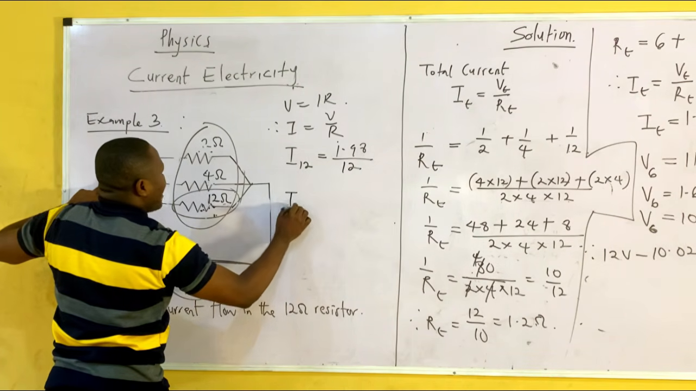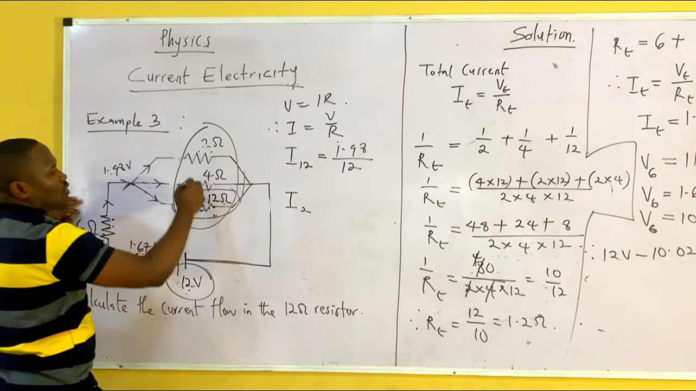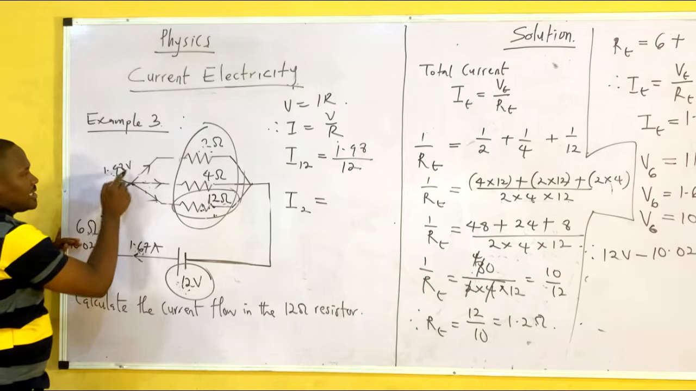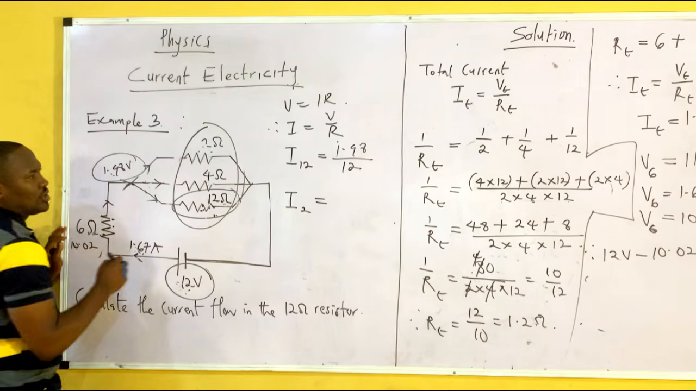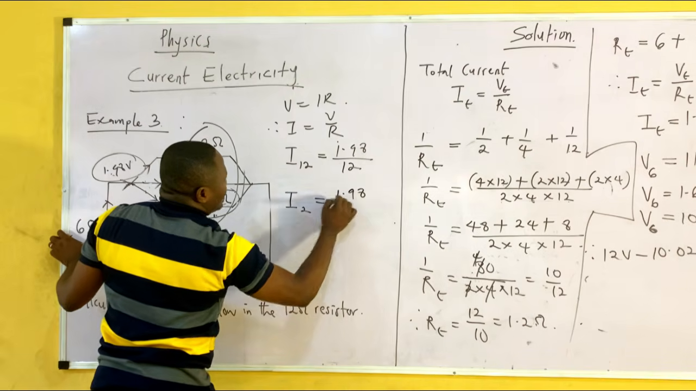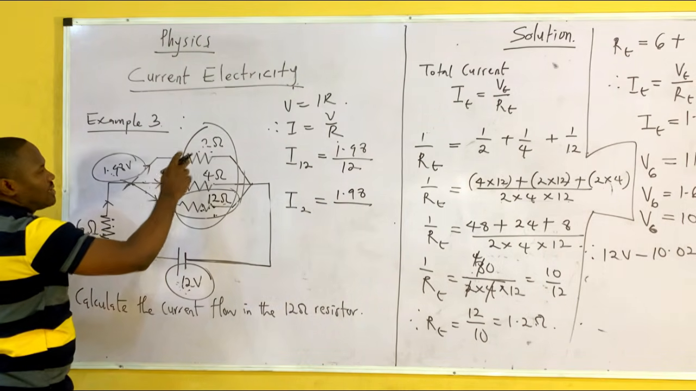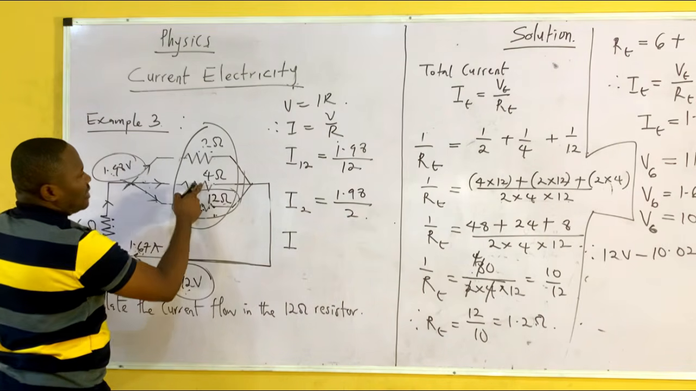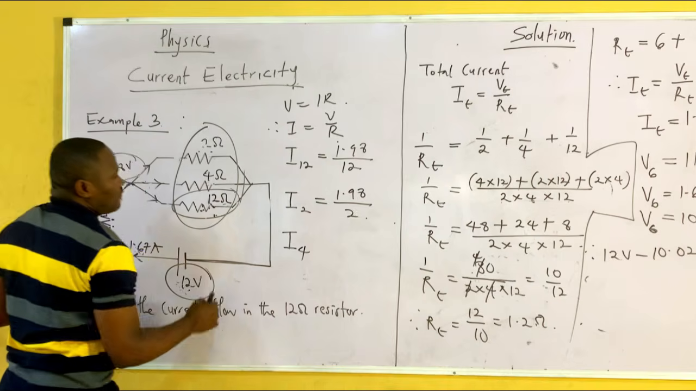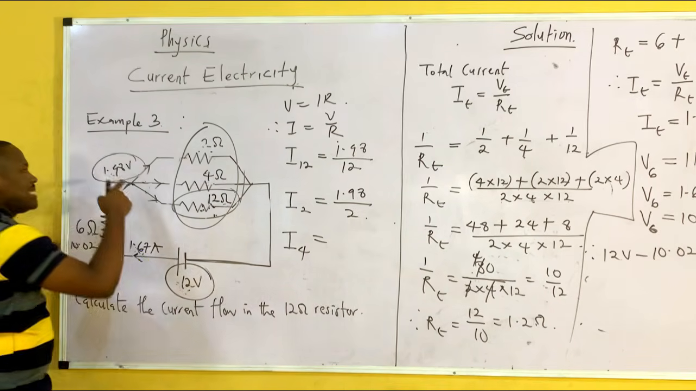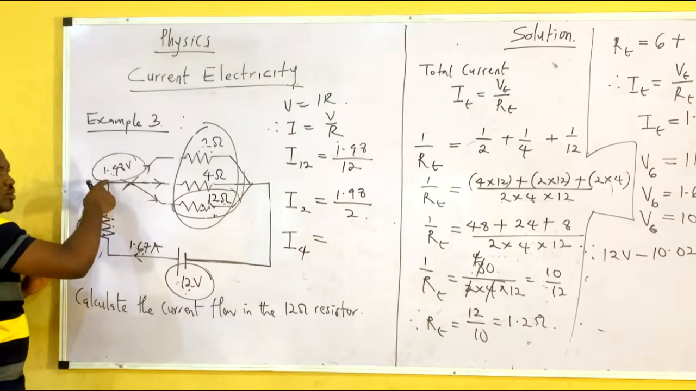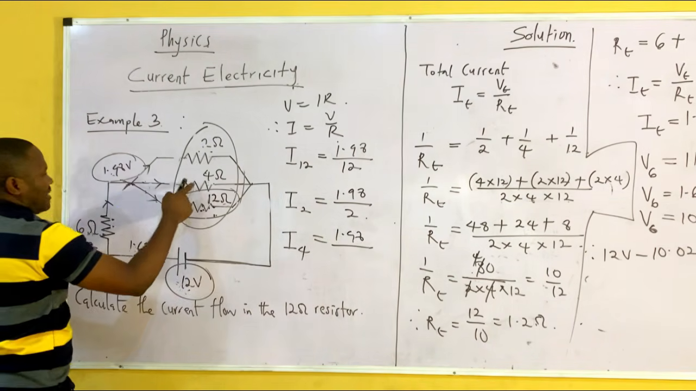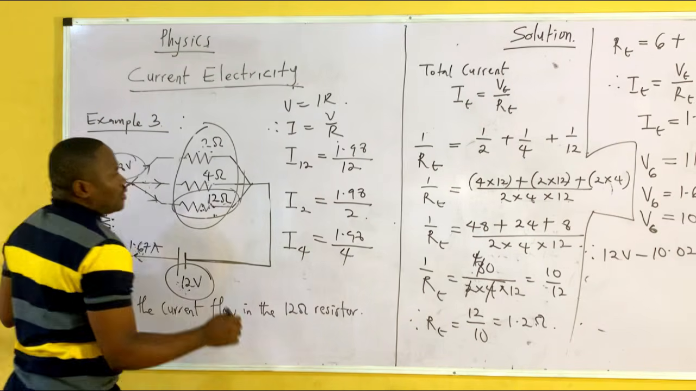What about for I2, which is this place? I2 is equal to, what is V? V again is this same number, because they have the same voltage. It's now 1.98 over, what is the resistance? The resistance is 2. What about for I4? The current in 4 will be equal to, they have the same voltage again, which is this 1.98, over what is now the resistance? The resistance is 4.